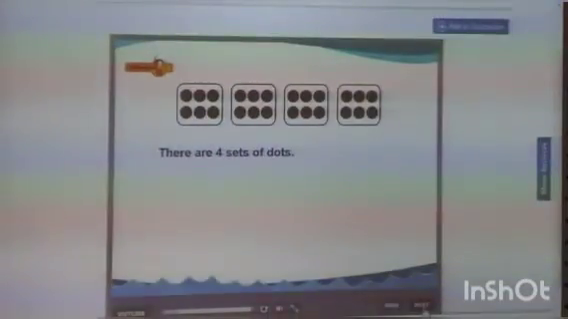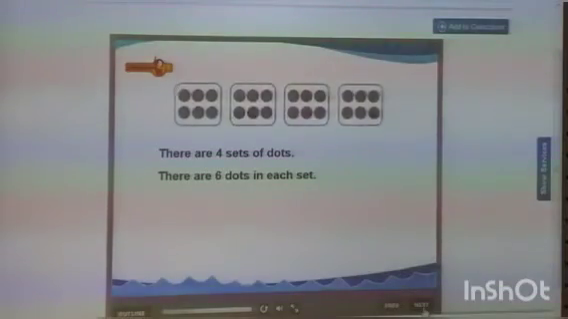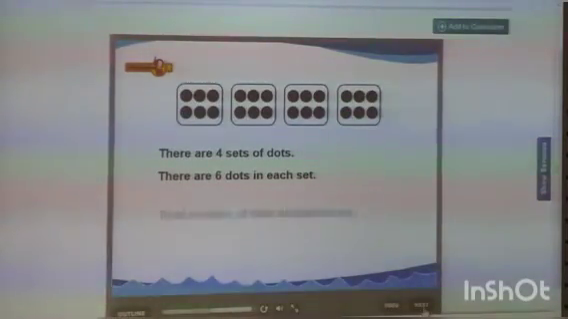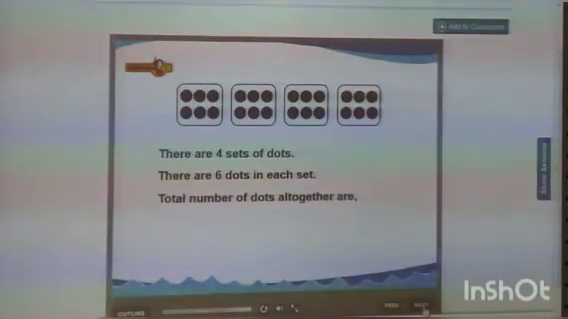There are 4 sets of dots. There are 6 dots in each set. Total number of dots altogether are 6 plus 6 plus 6 plus 6 is equal to 24, or 6 into 4 is equal to 24.